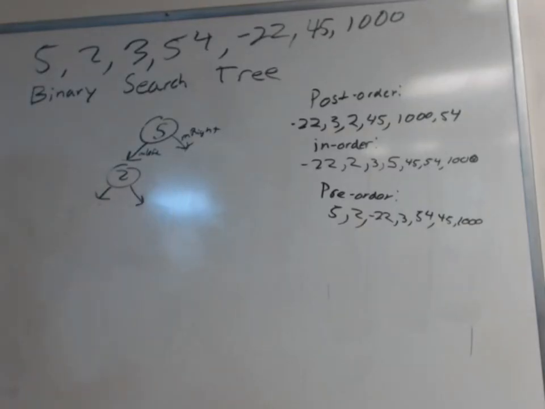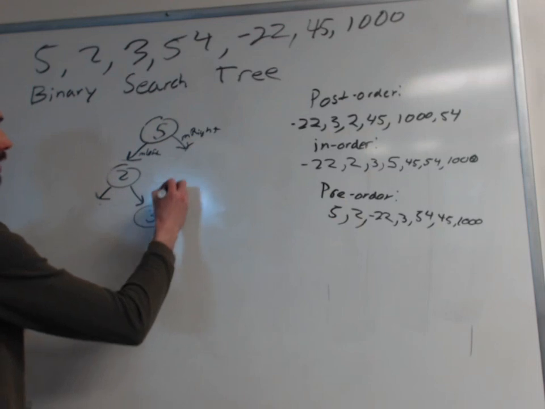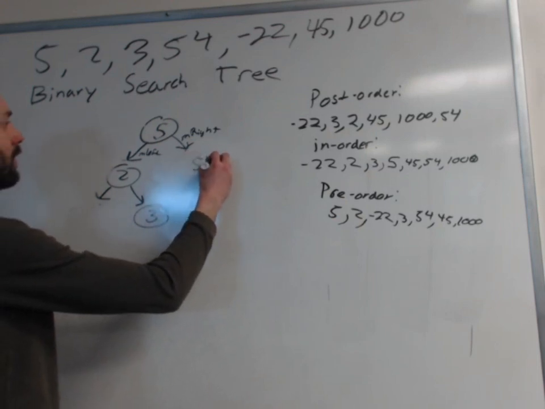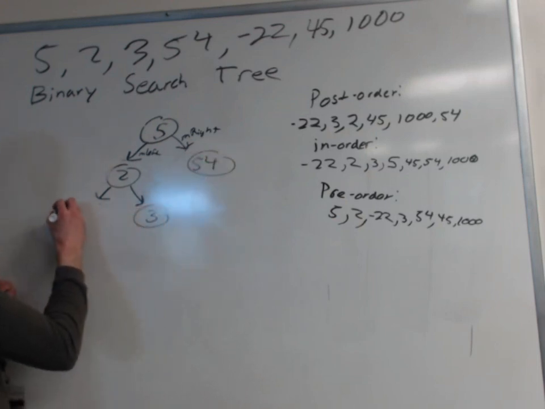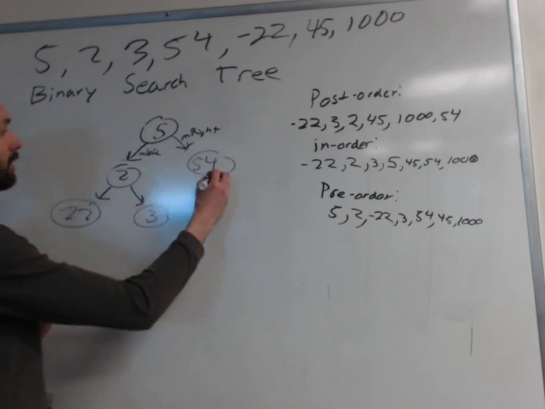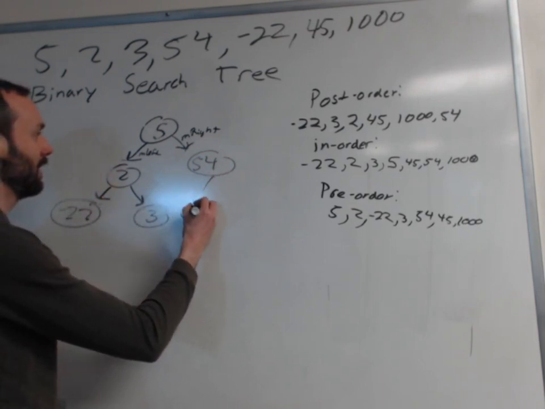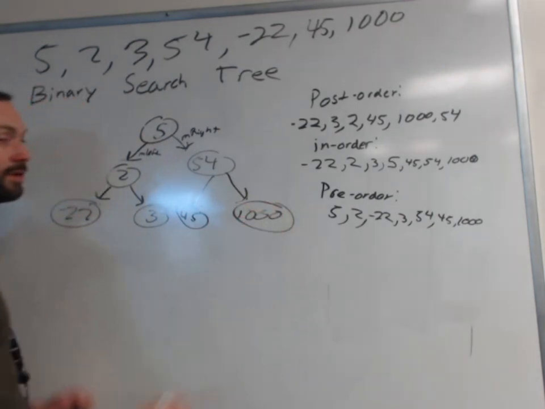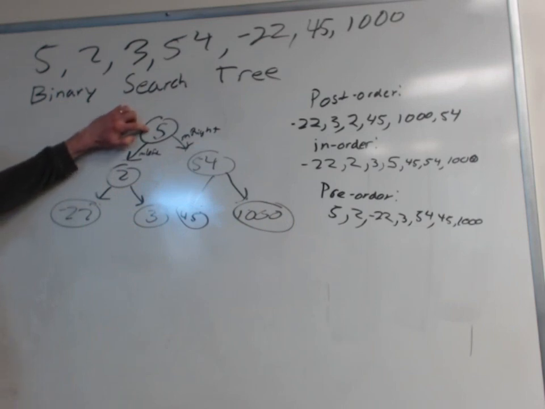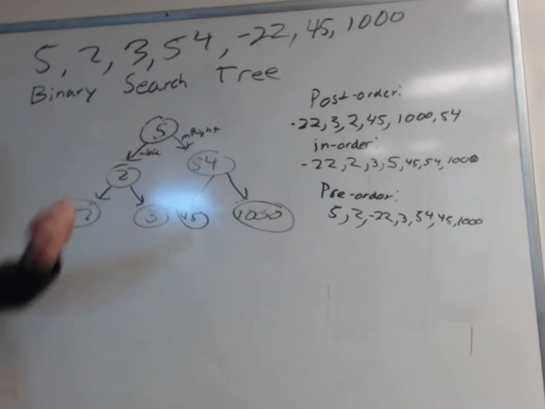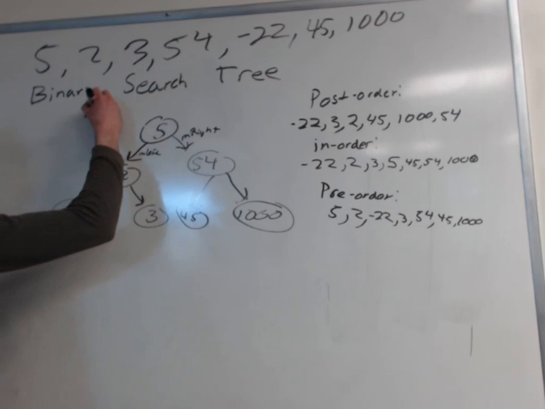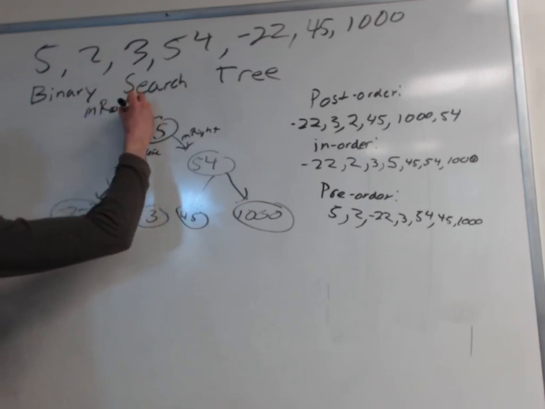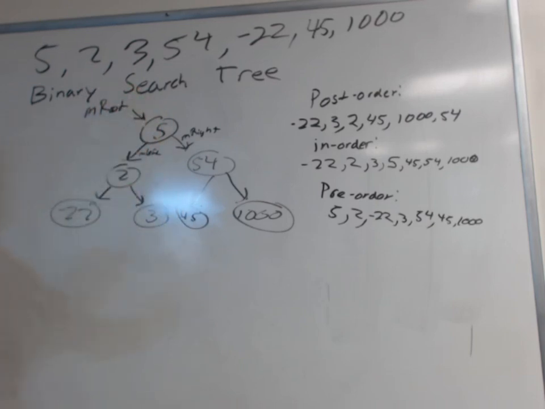Binary search tree. All right, so we got a 3 over here. We got 54 right here. Negative 22. 45. And of course, 1,000. Okay. Hey, looking nice, Claire. So we started at 5, right? We're going to, because that's what mroot is. Mroot points to 5. Everyone with me? Okay.